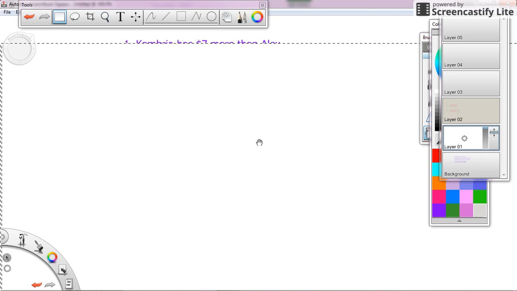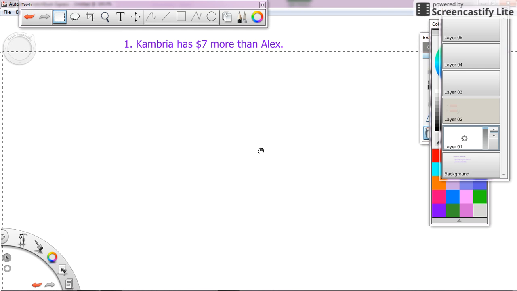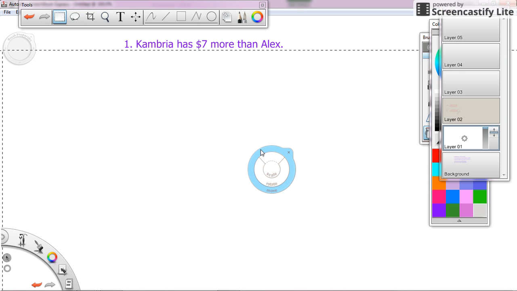The first bit of information we have is that Cambria has $7 more than Alex. Now do we know how much money Cambria has, like a dollar amount? No. Do we know how much Alex has? No, we don't. These are unknowns. But we do know that no matter how much Alex has, Cambria is going to have $7 more. So what we could do here is we could make a little table.